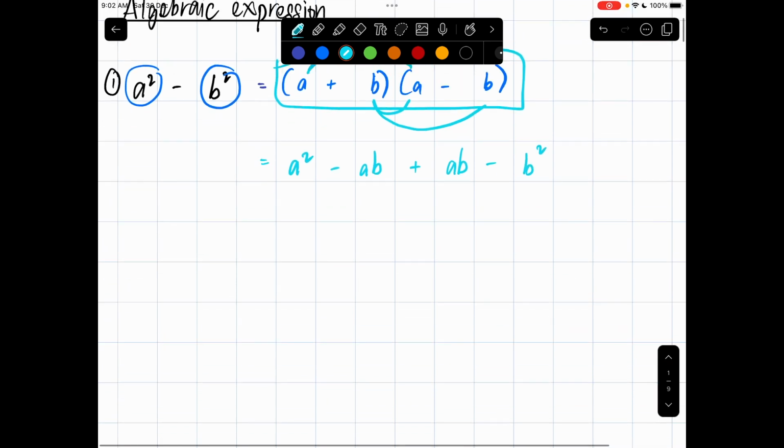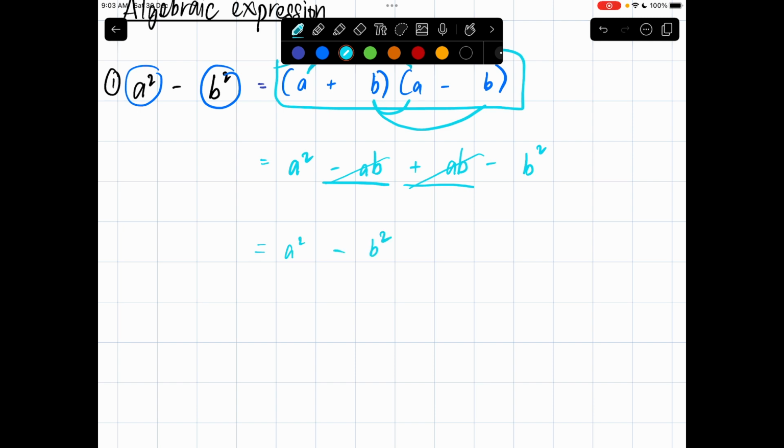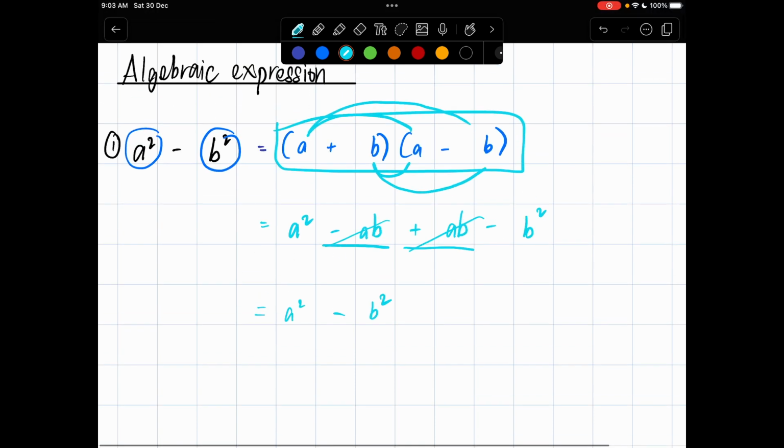So the negative ab and positive ab in the middle will cancel each other out, and we'll be left with a squared minus b squared. This is why this special case will always yield this answer, (a plus b) and (a minus b), one with plus and one with minus. So it's important for you to understand this concept.